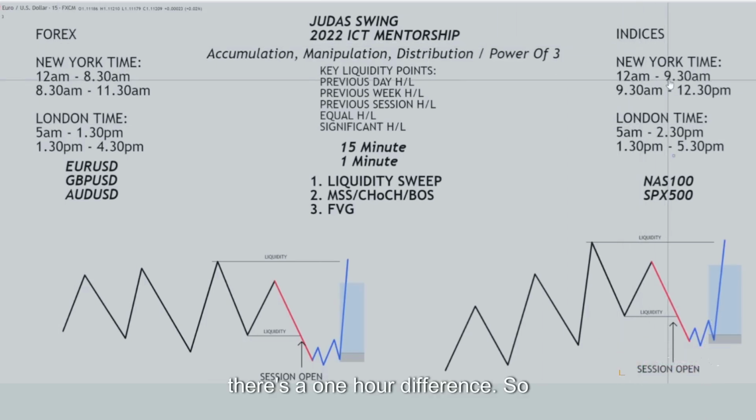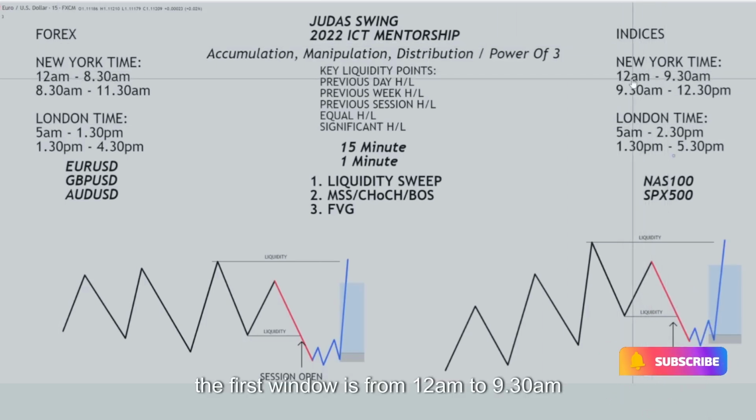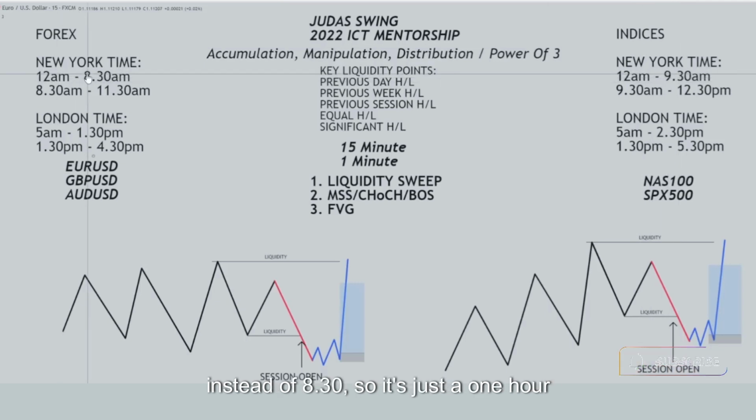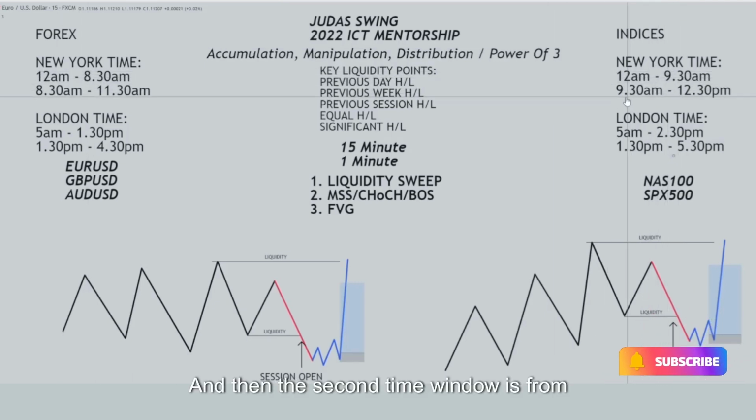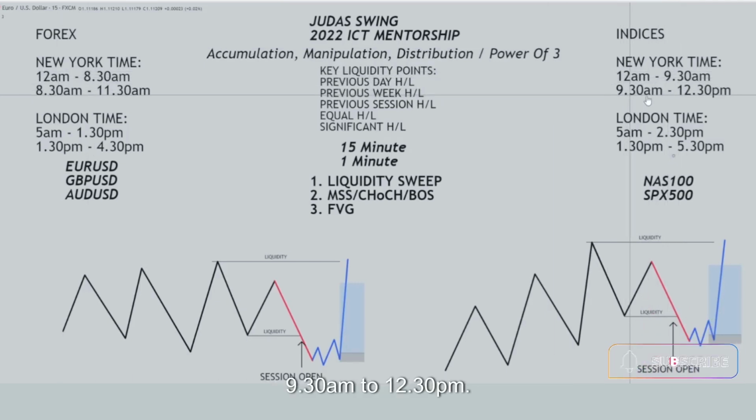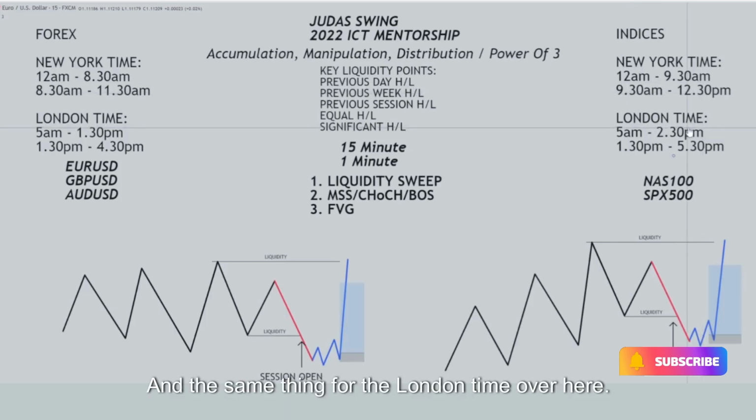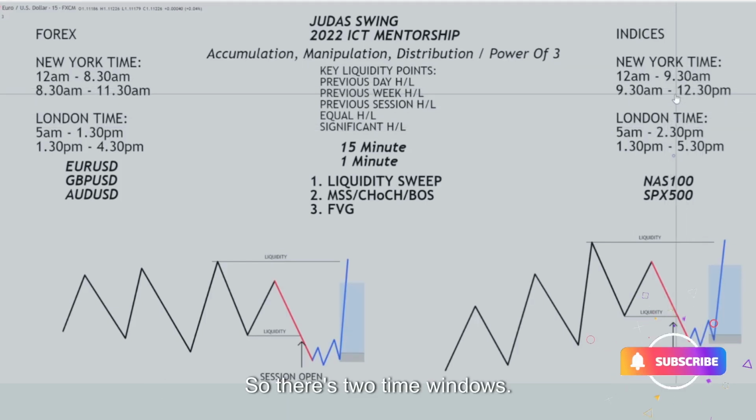However, there's a 1 hour difference. The first window is from 12 AM to 9:30 AM instead of 8:30, so it's just a 1 hour difference there. And then the second time window is from 9:30 AM to 12:30 PM. And the same thing for the London time over here. So there are 2 time windows.